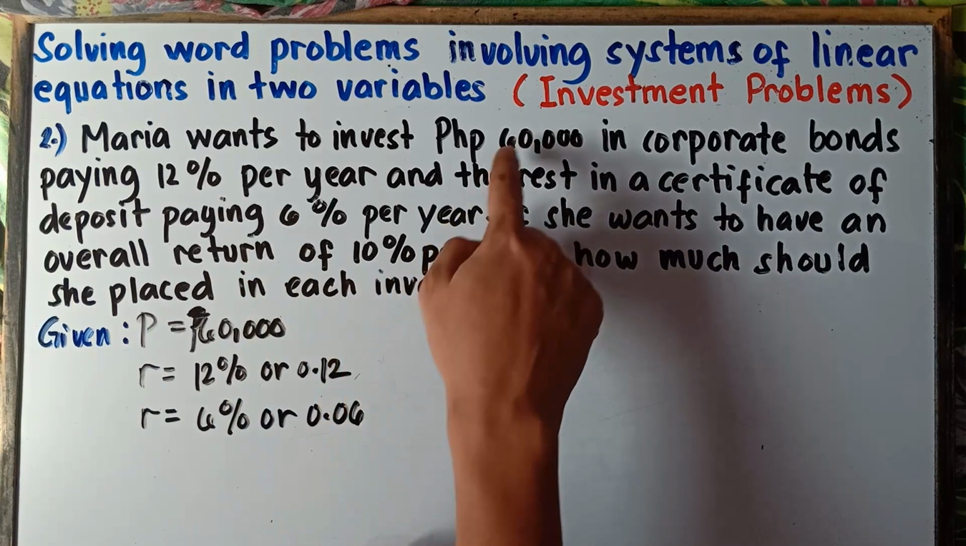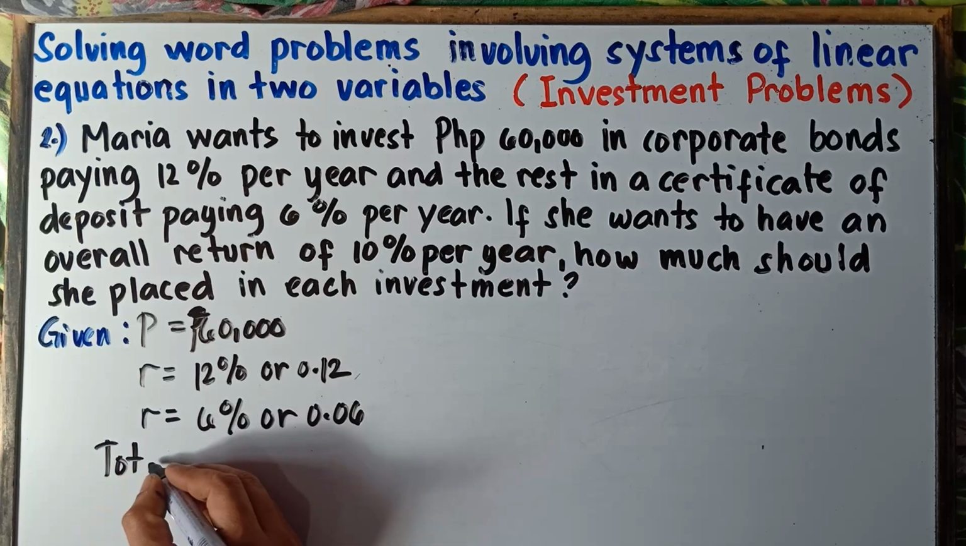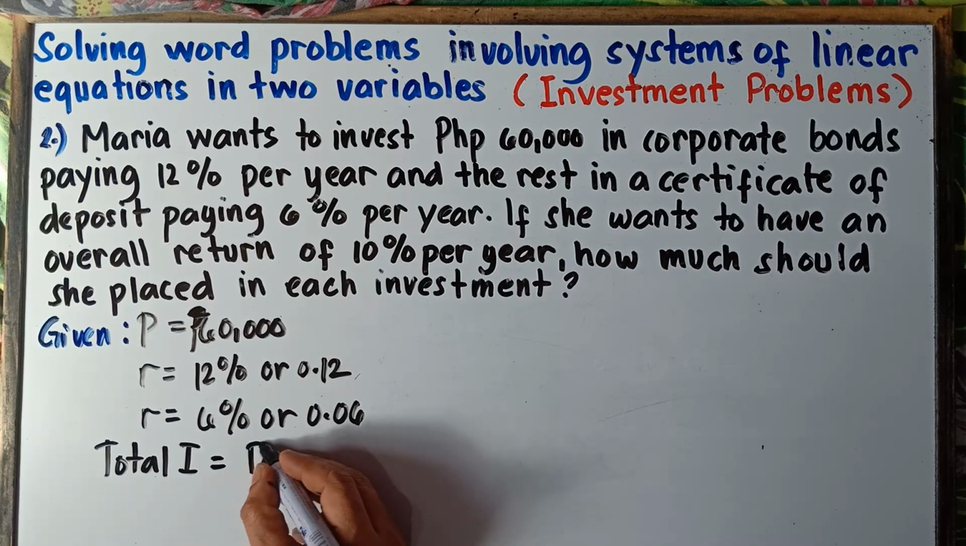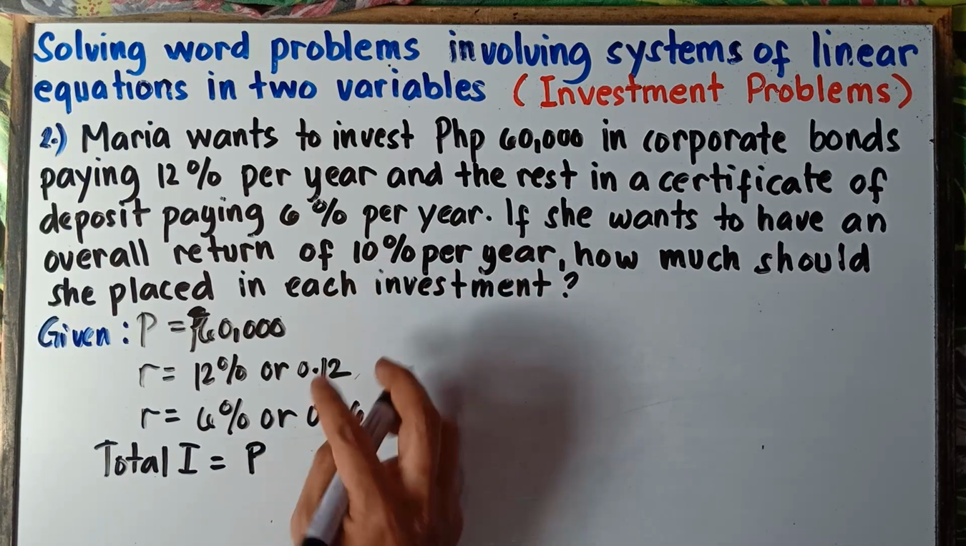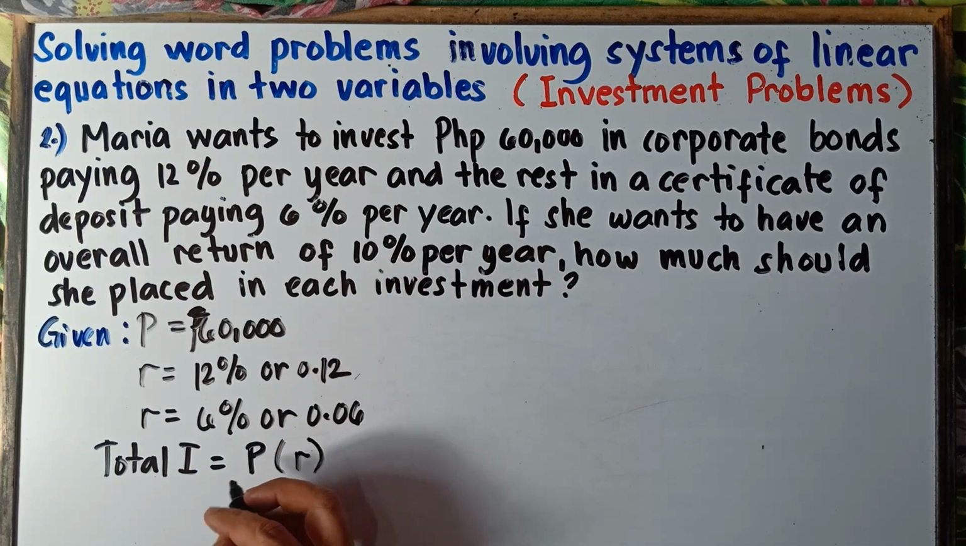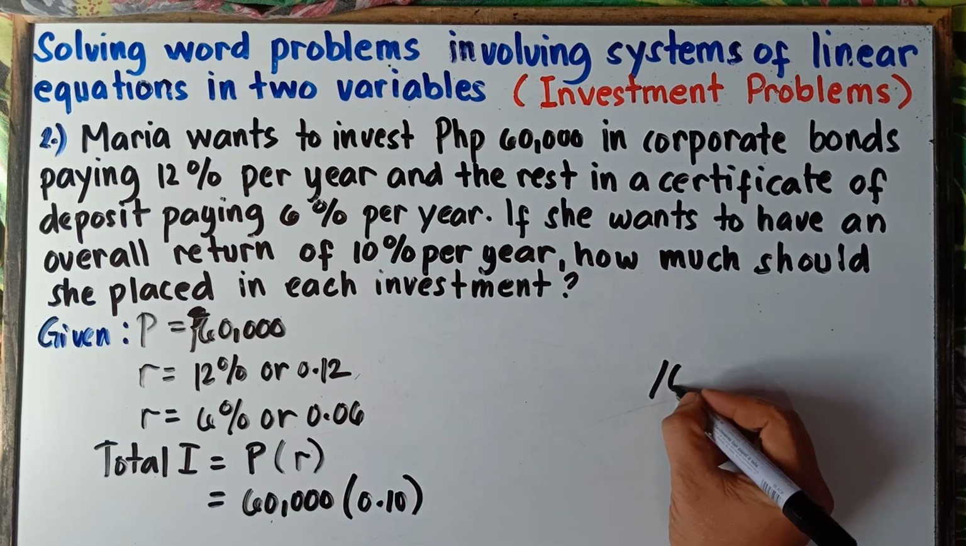So, therefore, we need to multiply this. Total interest: simply multiply the principal by this given rate, that would be 10%. So multiplied by the rate, this will be the principal 60,000 multiplied by 0.10, once again, for 10%.